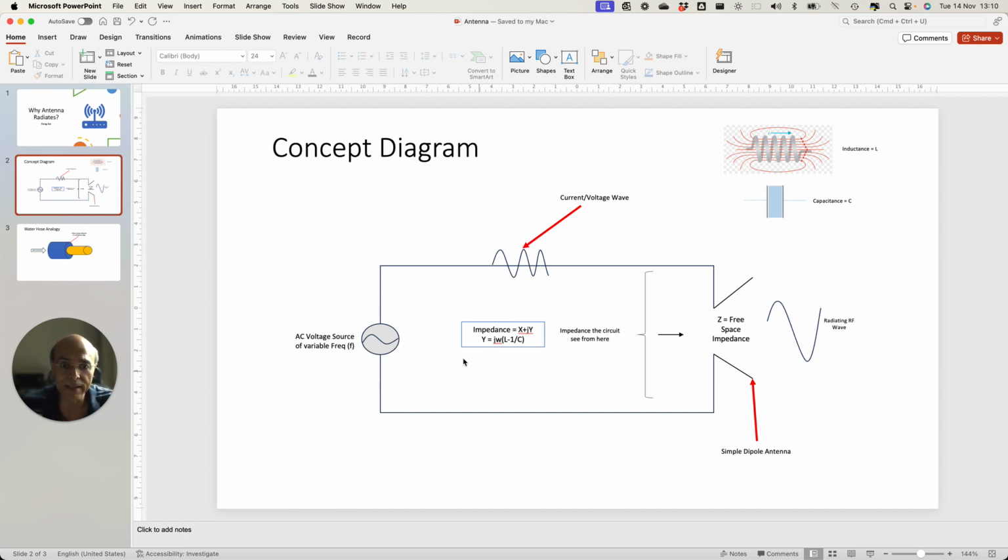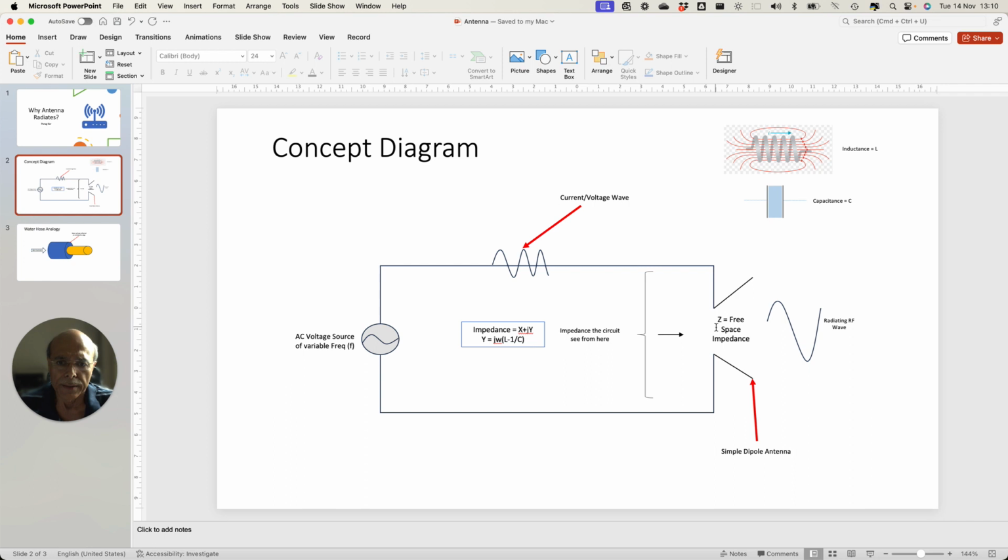But the circuit, what it is going to see from here, let's say if you are looking from the circuit here, it will see an impedance, and that impedance depends on frequency, not directly proportional, but it depends. So as you change the frequency, the impedance will change. At a certain point the impedance will match the impedance of free space, and at that point the radiation is going to occur in the most optimal fashion.